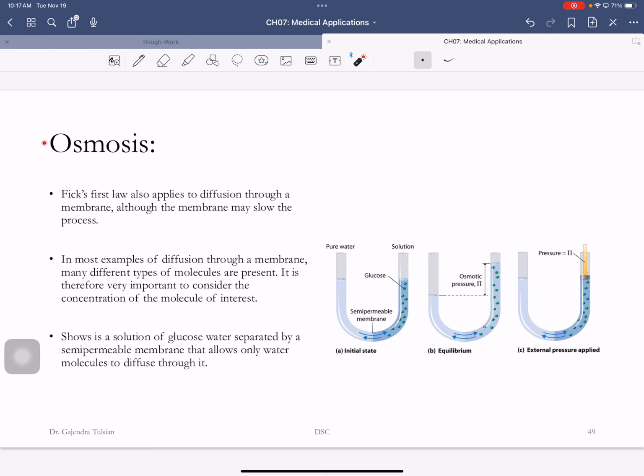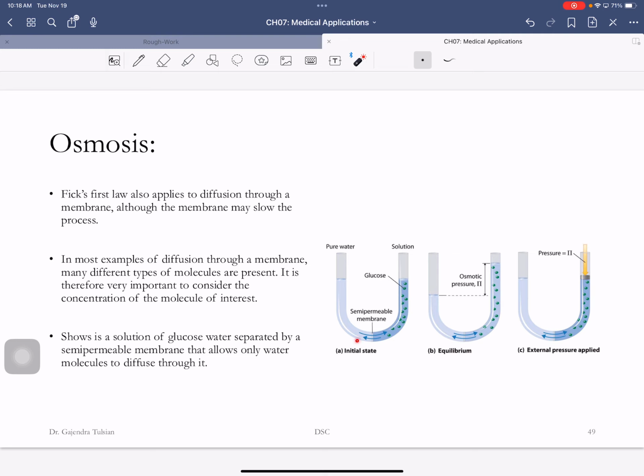Now we'll talk about osmosis. Osmosis is the motion of water across a semi-permeable membrane. So here's a semi-permeable membrane. Let's see what's happening. Here is pure water on this side, and here is a solution, something mixed in water. It could be a sugar solution or a salt solution. This membrane does not allow sugar molecules to cross, it only allows water molecules to cross.